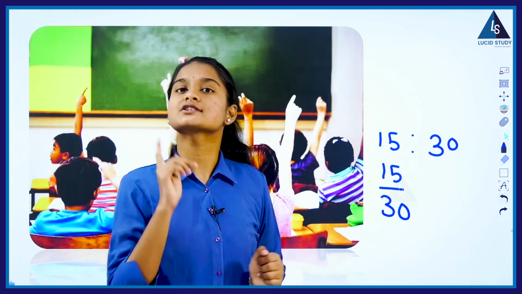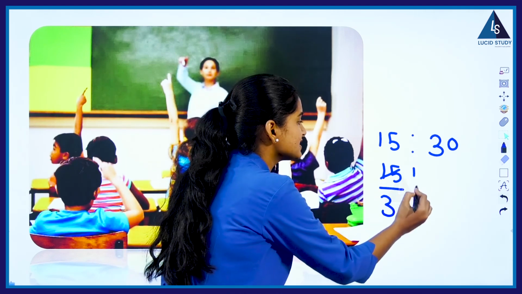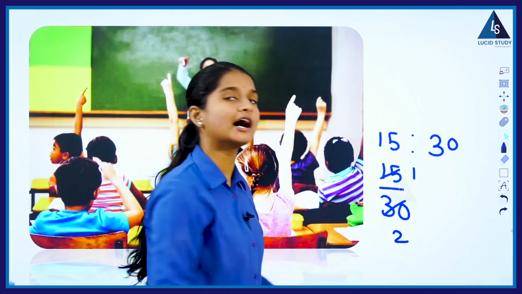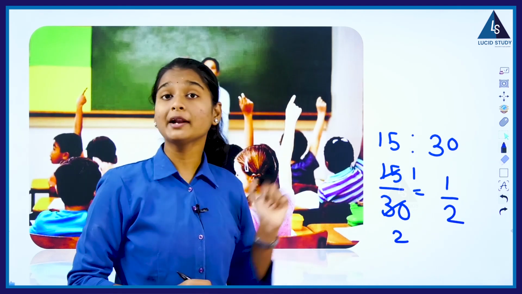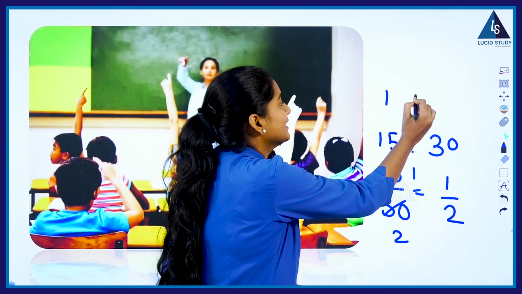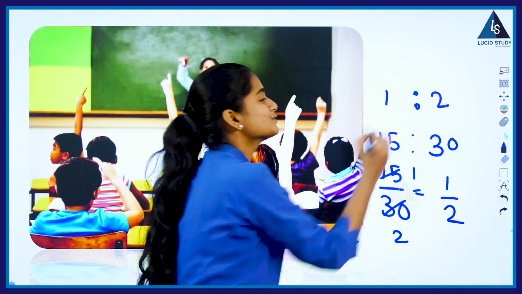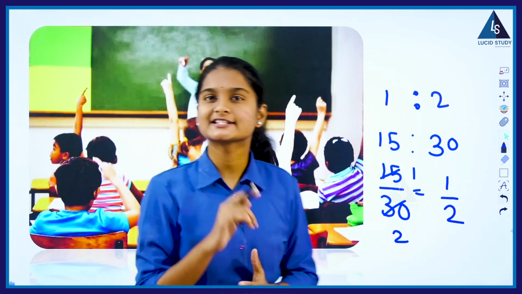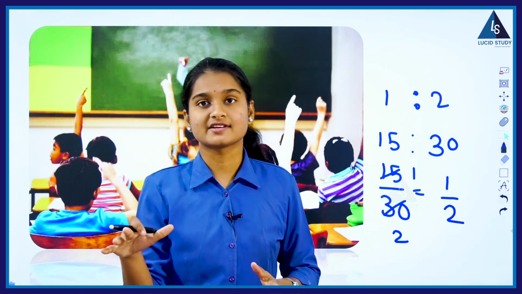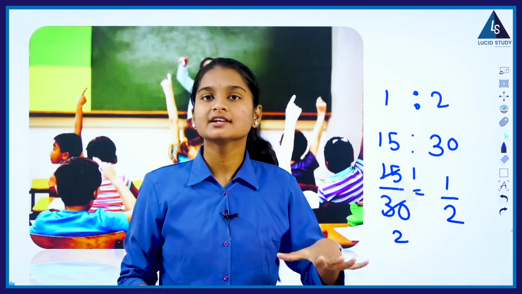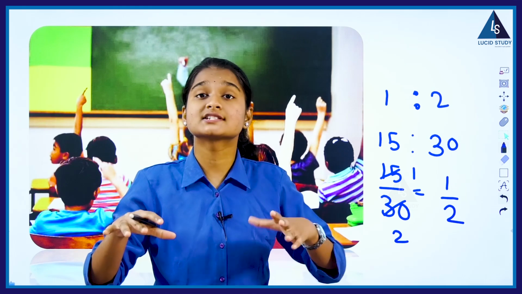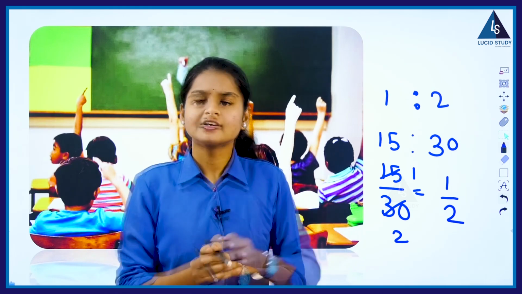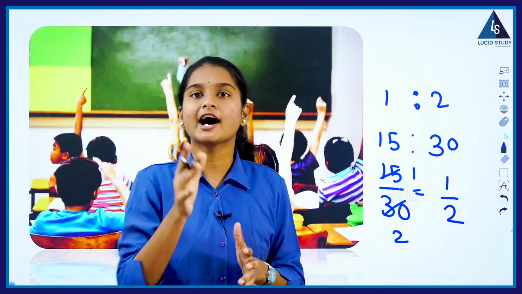Now reduce this to the lowest term or its simplest form. 15 ones are 15 and 15 twos are 30. We get 1 by 2. 1 by 2 is nothing but 1 is to 2. In simple words, we can say that among the total strength, girls' strength is half of the total strength, or total strength is twice of girls' strength. So this is how we use ratio in our real life.